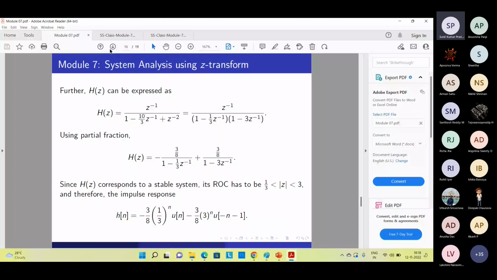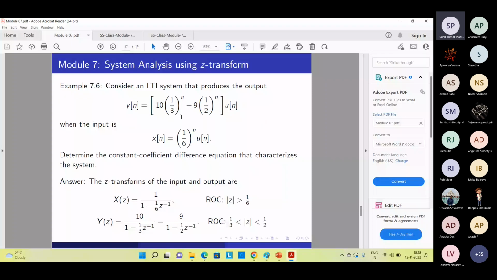Similarly, let's take another example. Let's consider an LTI system that produces the output y of n equal to 10 times (1 by 3) to the power n minus 9 times (1 by 2) to the power n, u of n, where the input is x of n equal to (1 by 6) to the power n u of n. Determine the constant coefficient difference equation that characterizes the system. Let's say this kind of question is asked.